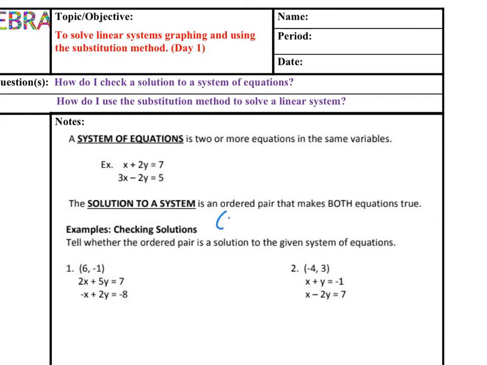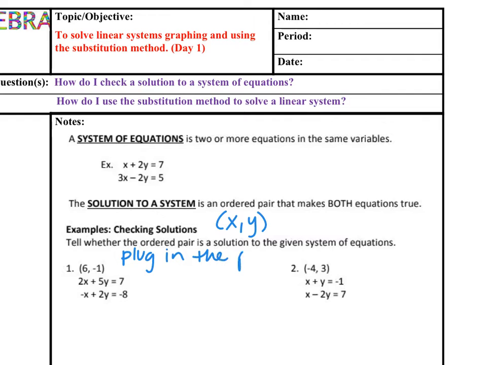Unordered pair, guys, you have to write your answer as x comma y. It's the point that makes both equations true. So we are going to take the point and see, does it make both equations true? When I ask you, tell whether the ordered pair is a solution, I'm asking you to plug it in and check.